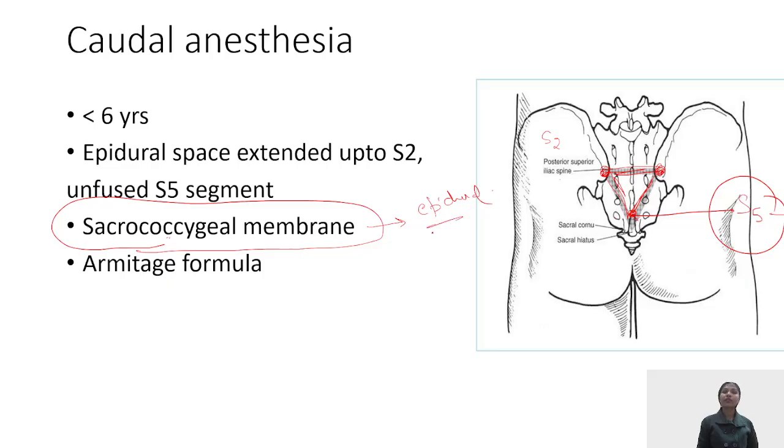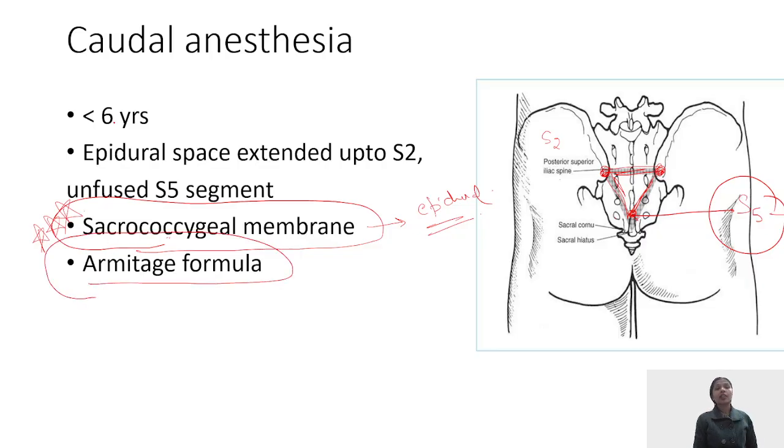The loss of resistance will come and the drug is deposited. So the membrane that is pierced in caudal anesthesia is your sacrococcygeal membrane. This comes as a question: which membrane is pierced in caudal anesthesia? And when we talk about the drug, it is generally the Armitage formula which is preferred.